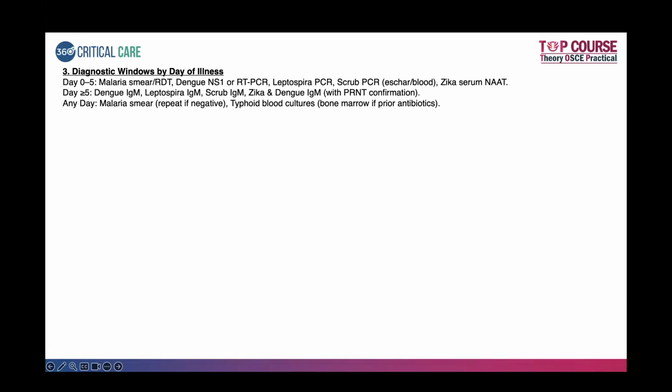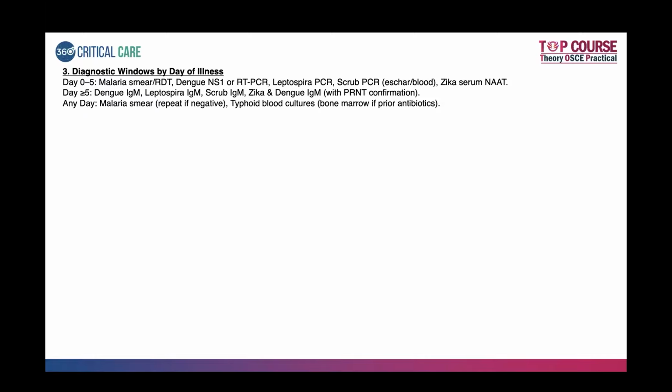So, diagnostic windows by the day of illness. Day 0 to 5, it is usually preferable to go with PCR testing. For malaria, you can go with thick and thin smears or rapid diagnostic testing. For dengue, you can go with NS1 and PCR. For lepto, scrub, or Zika, you can go with PCR and NAT studies.